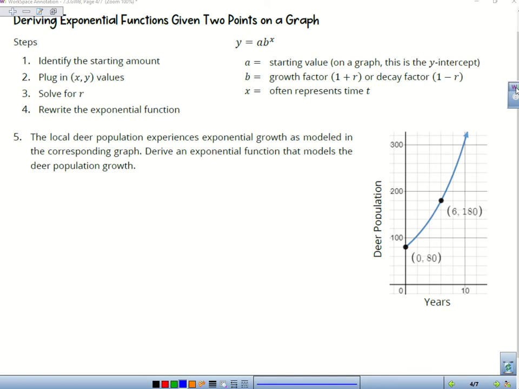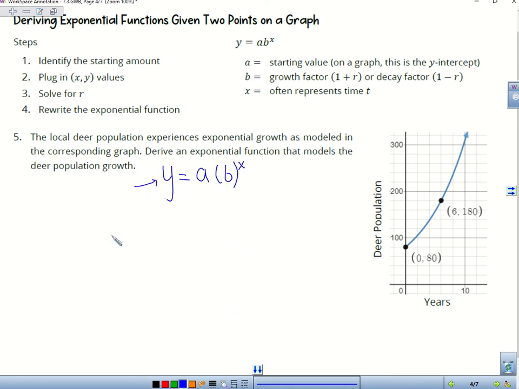Okay? So the only thing you need to come up with an equation for an exponential function are 2 points. One of those points has to be the y-intercept. So of the 2 points here given to us about deer population, is one of those the y-intercept? Yeah. So here's the formula you use. You use the formula y equals a times b to the x power. Okay?